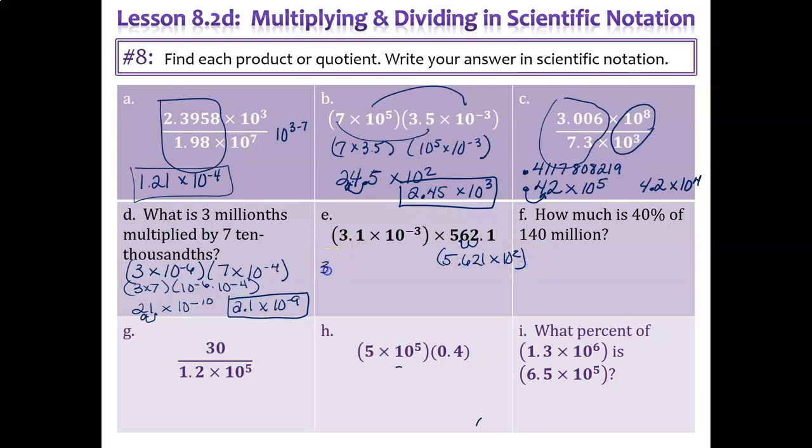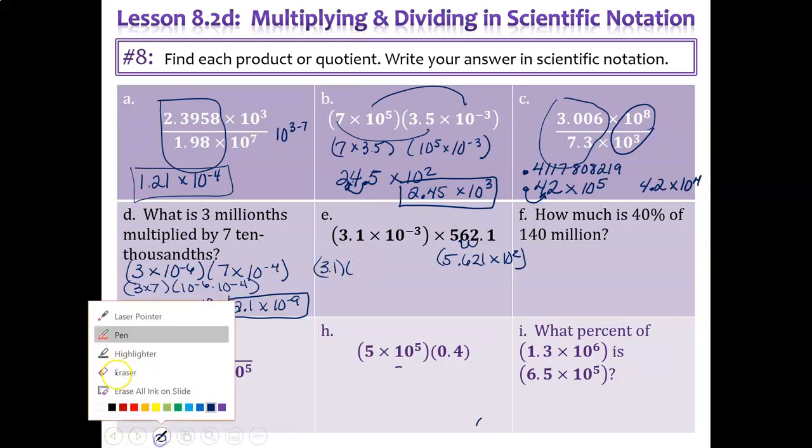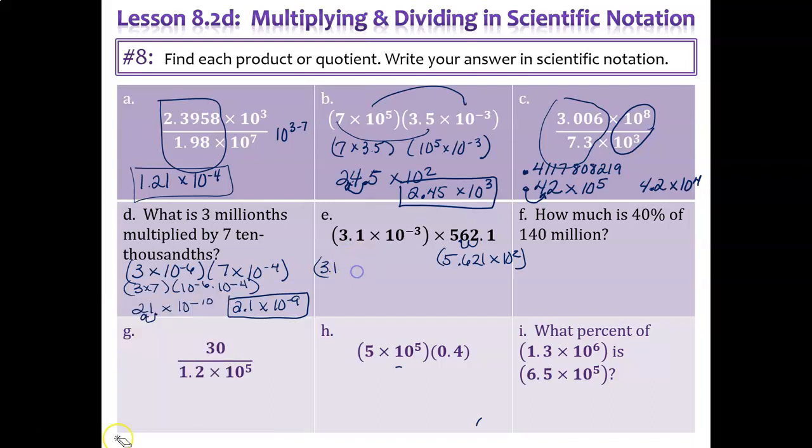Now we're going to take 3.1. Let me erase. There we go. Times 5 and 621 thousandths. And then we're going to take 10 to the negative 3rd times 10 squared. Okay? When you multiply this, you have 17 and 43 hundredths. And then I have negative 3 plus 2.